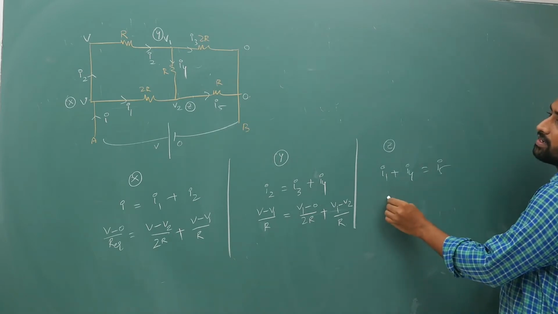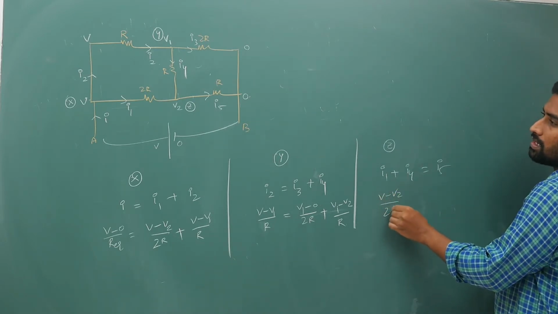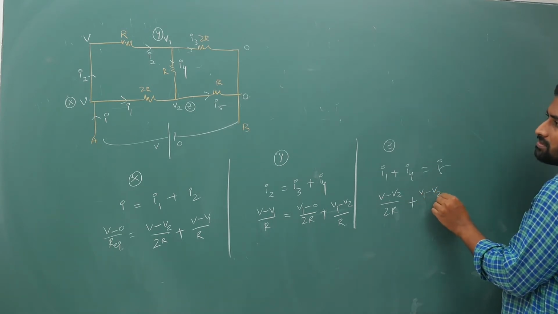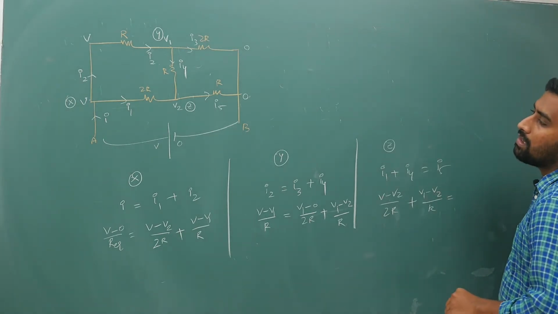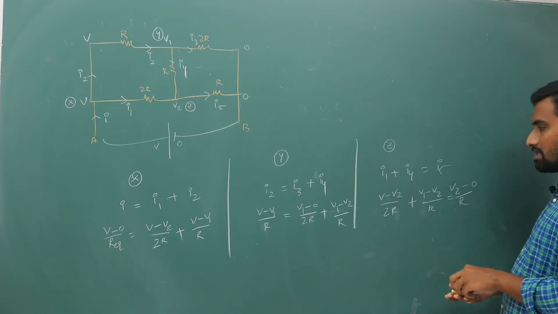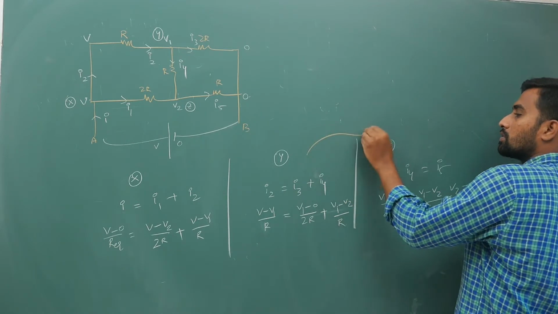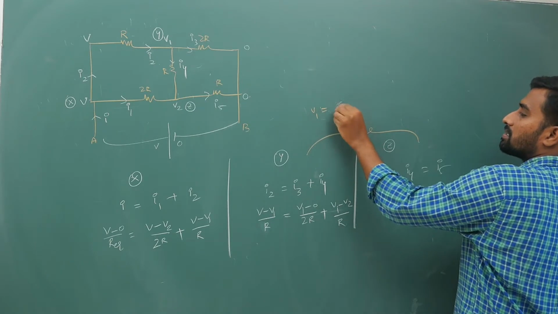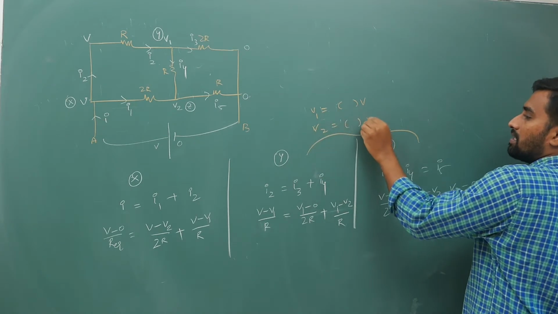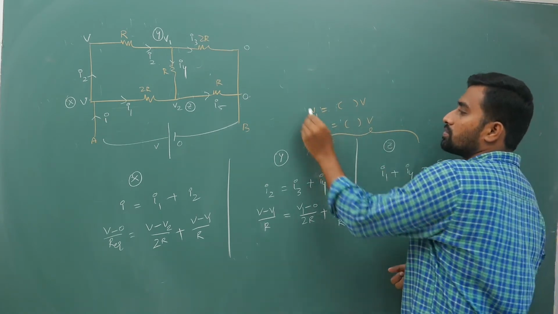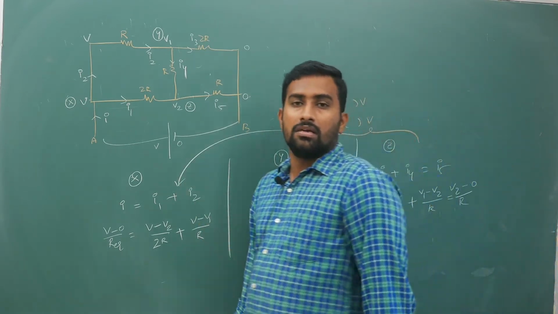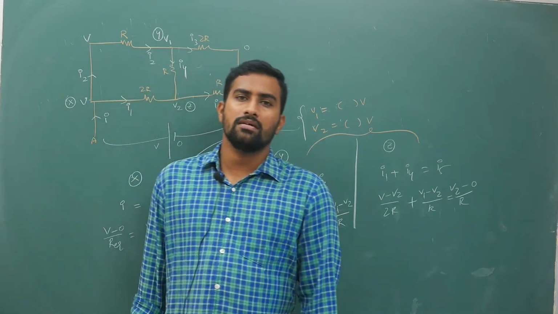And then for I1, V minus V2 by 2R plus I4, your I4 is V1 minus V2 by R, that is equal to I5, which is V2 minus 0 by R. Like this we will be calculating these resistances. Now from these equations, what you are supposed to do is express V1 as some function into V, V2 as some function into V, and then substitute these values back into this equation to get the equivalent resistance. This is what we have done in the current electricity resistors part.